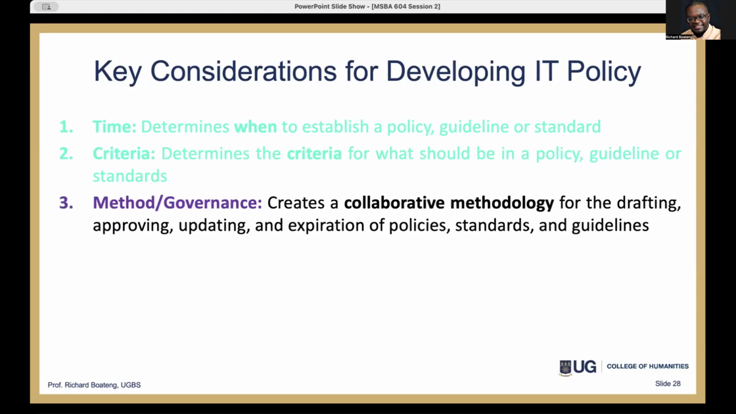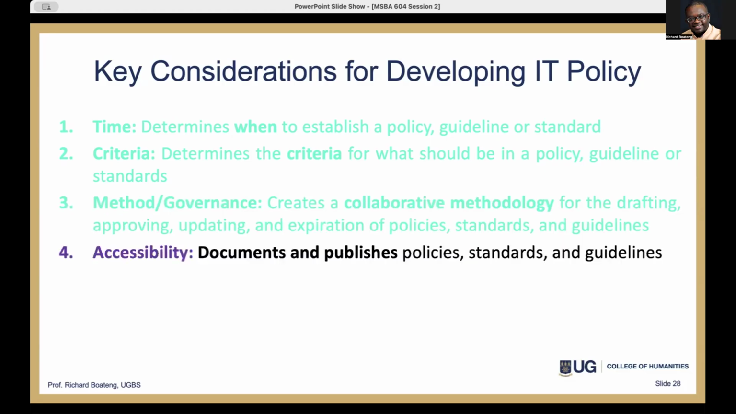Then, what kind of methodology are you going to use in drafting it? A collaborative one, like we use, bringing everybody together. And then how are you going to make it available to others when you publish it? I mentioned that it was going to be on the university website. We're going to use education and other measures to train people about it.